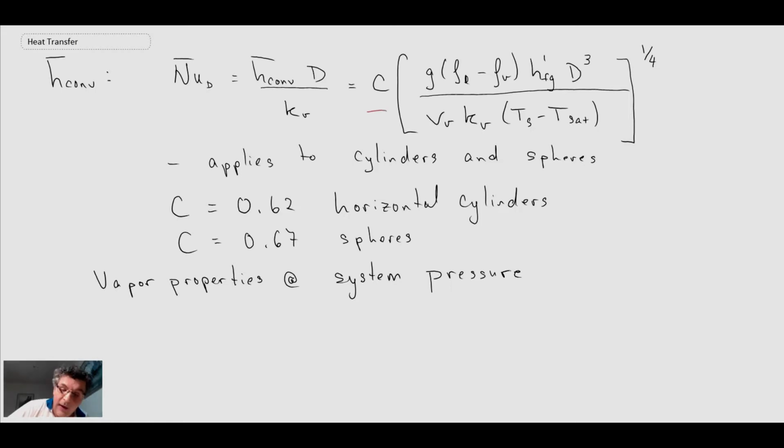But you evaluate it at the system pressure and at the film temperature, which we saw quite often when we looked at natural convection as well as forced convection. We've seen that many times before. So that is how you get the vapor properties. Again, be careful with HFG.